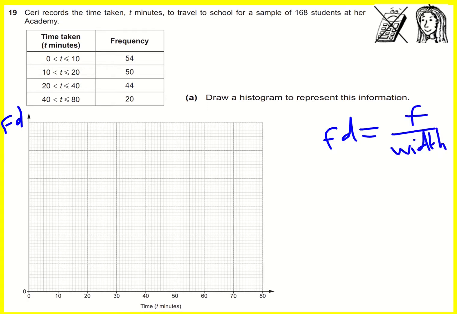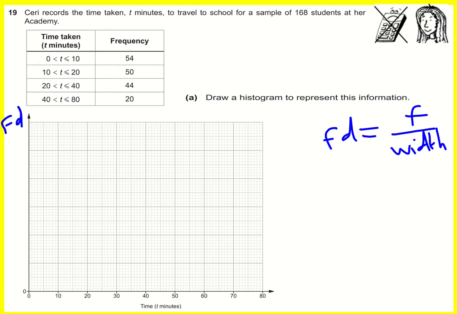Because it accounts for the fact that the widths are different. If I've got a width of 40, that's much bigger than a width of 10, and so of course there's going to be more scope to get results in that width. But if I divide by the width, then I'm essentially normalizing everything down.